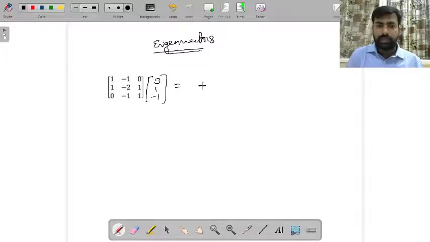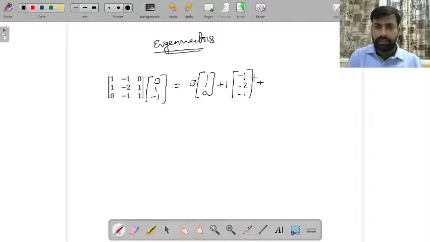Then this can be multiplied like 3 times the first column plus 1 times the second column plus, the third element is negative 1 here, so negative 1 times the third column, that is 0, 1, 1. And you can see the result.